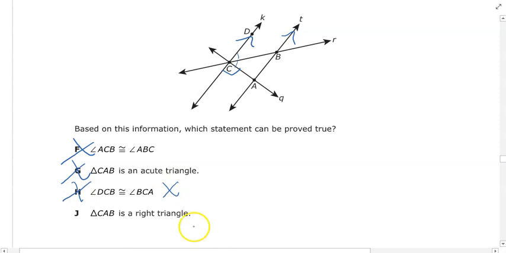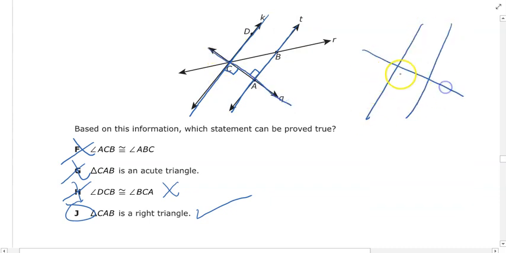And angle CAB is a right triangle. Yeah, that's true, because of these alternate interior angles we just talked about. It's got to be J on there. This angle here is an alternate interior angle on these parallel lines cut by this transversal. These are alternate interior angles, so they have to be congruent.